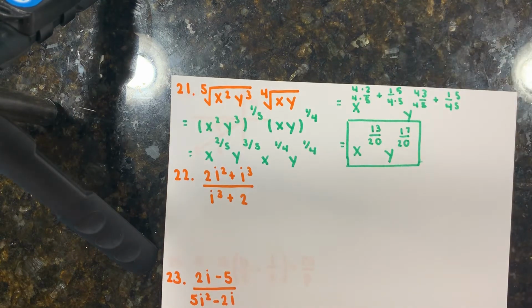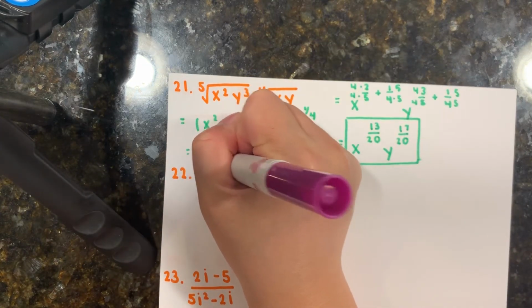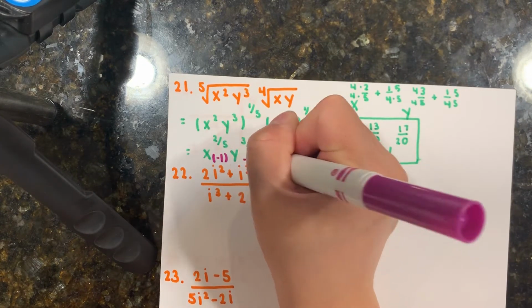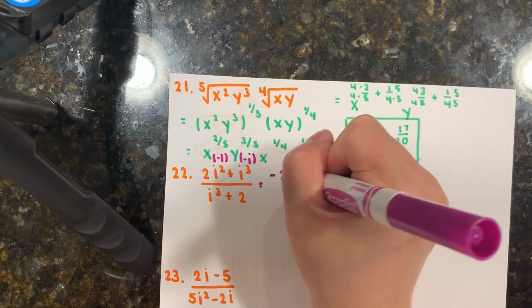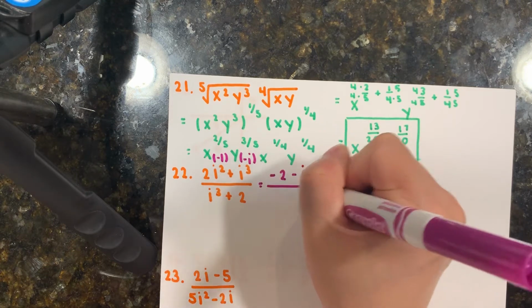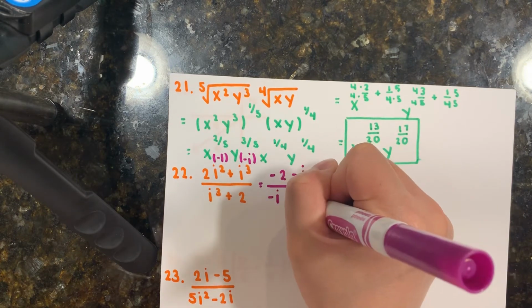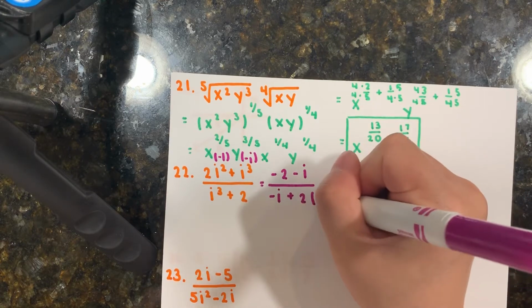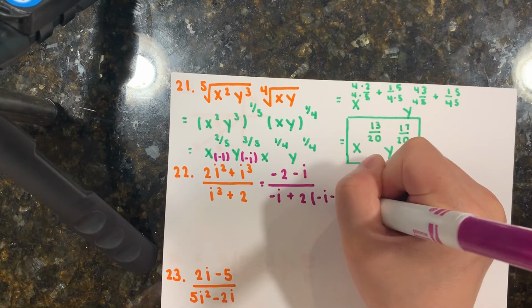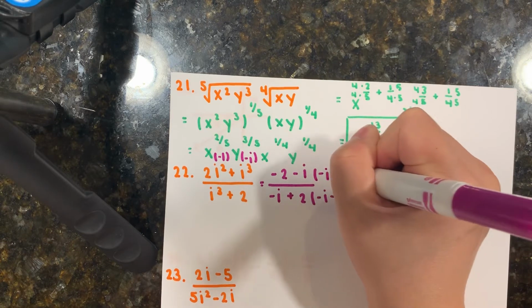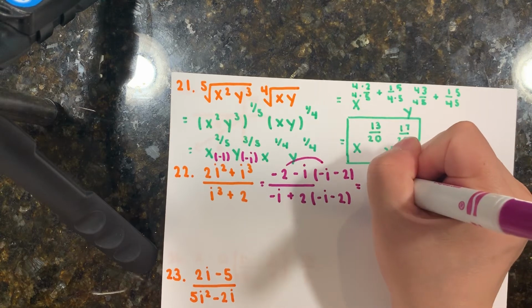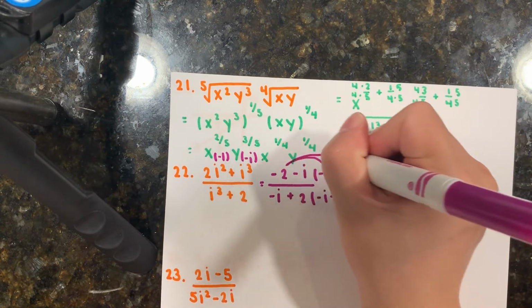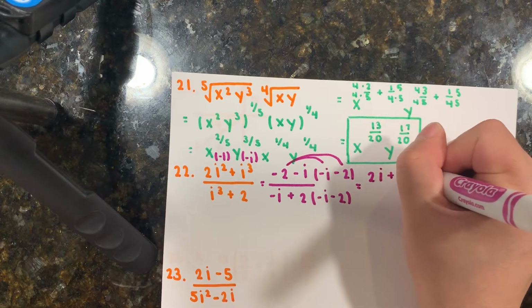Now for number 22, before I can get started, I need to simplify. So my I squared is going to be equal to -1, and my I cubed is equal to -I. So really what I have is -2 minus I over -I plus 2. So when I multiply this out, I'm going to multiply this by -I minus 2 on top and bottom. So -2 times -I would be positive 2I. -2 times -2 is positive 4.